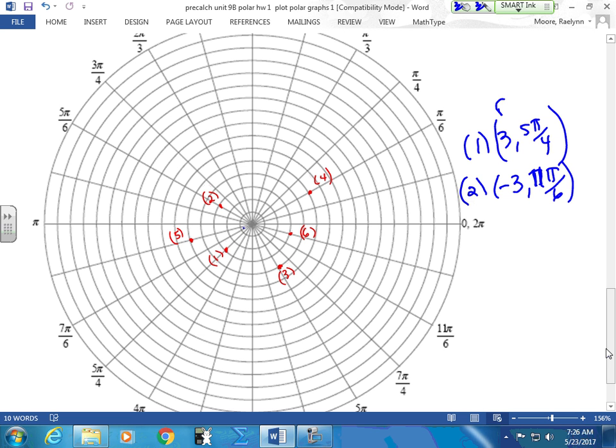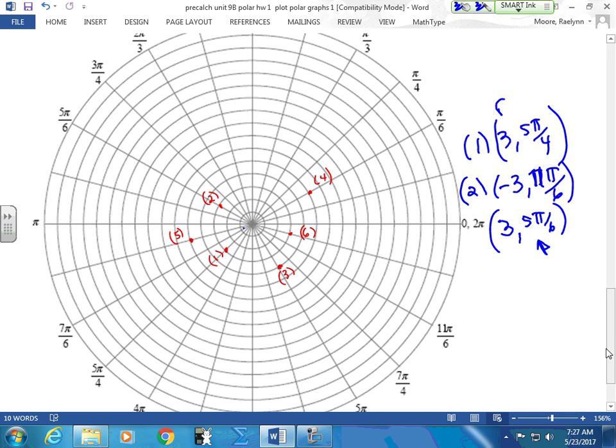The second one has a negative. I can't graph this one because I can't go -3. So I look for one of my positive ones. And I have 3, 5 pi over 6. This is why you converted this. You can graph this one. So bring this up to the 3, and come out to your 3rd ring and find 5 pi over 6. Here's your 5 pi over 6. There's your second point. Through the pole, it would be down here.